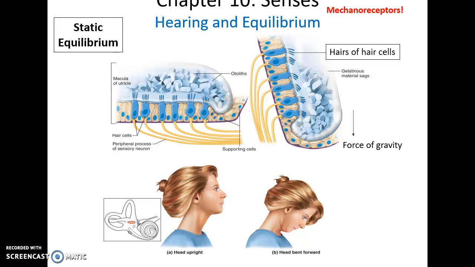Your head is in one relative position. If you turn your head into a slightly different position, gravity will pull onto the otolithic membrane and it will move. The gelatinous mass will move toward the direction of gravity, bending the hair cells. Bending of the hair cells will then generate a signal in the hair cells that will get sent down the sensory neurons. So again, static equilibrium, type of mechanoreceptors that is basically telling you where your head is relative to gravity.